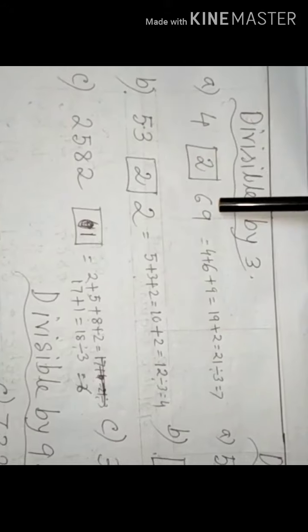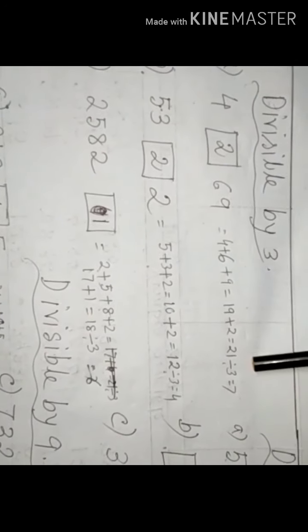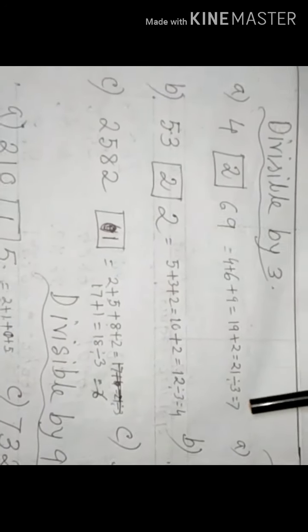Repeat it again. Exercise 19. Fill in the box with the smallest possible digit so that the complete number is divisible by 3. A. 4, 6, 9, box, 2. 4 plus 6 plus 9 is 19, plus 2 is 21. 21 divided by 3 is 7.